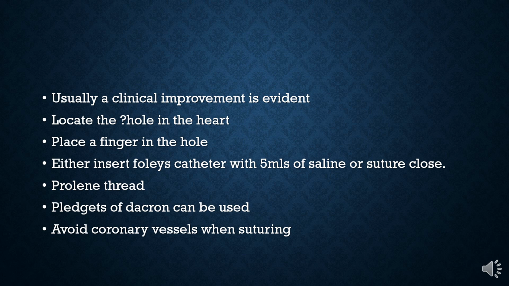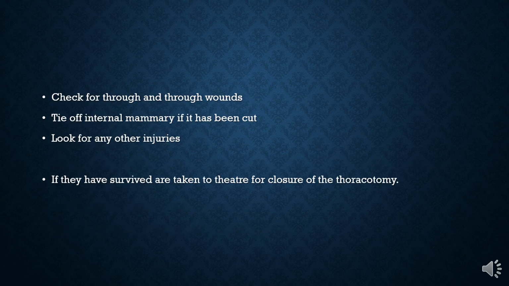Usually a clinical improvement is evident. Locate the hole in the heart if present. Place a finger on the hole. Either insert a Foley catheter with 5 ml of saline or suture closed. Prolene thread, with a pledget of Dacron, can be used. Avoid coronary vessels while suturing. Check for through and through wounds, tie off the internal mammary artery if it has been traversed, and look for any other injuries. If they survive, then take to theatre for closure of thoracotomy.